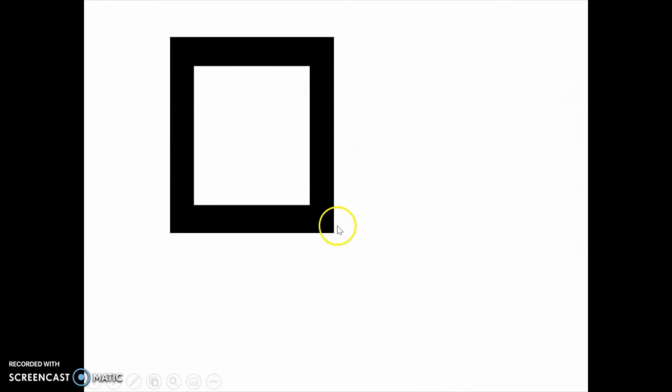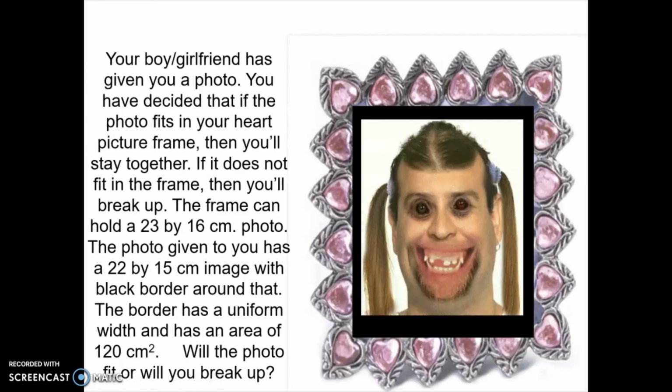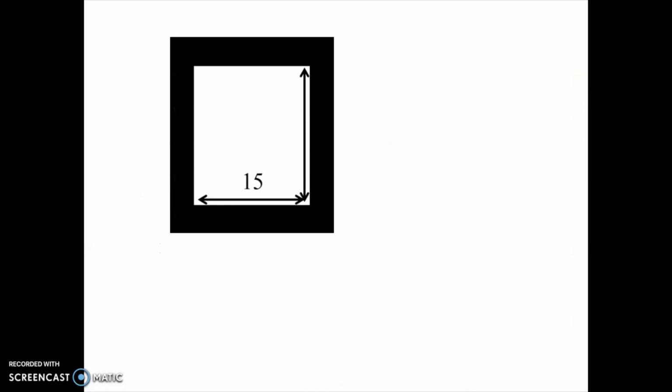So here's this frame, and it was the photo, and it said the photo has this black border around it. So imagine this is where the image is, and here's that black border. Okay, it told you that the photo itself is 15 by 22. Let me double check that. Yep, 15 with a black border. Okay, 15 by 22.